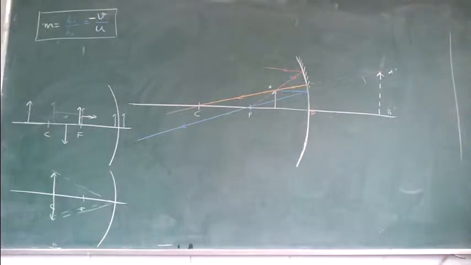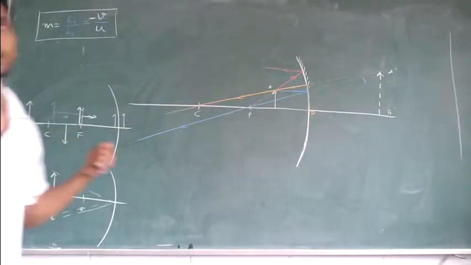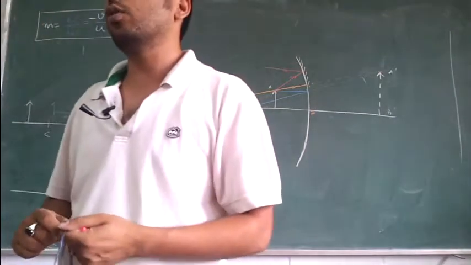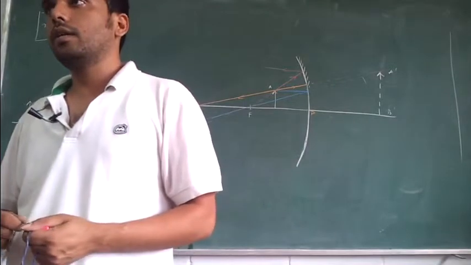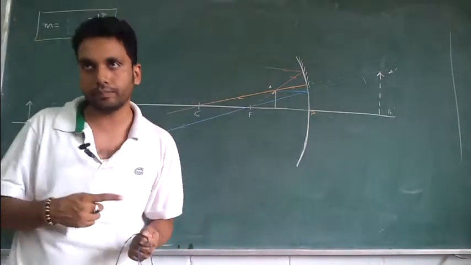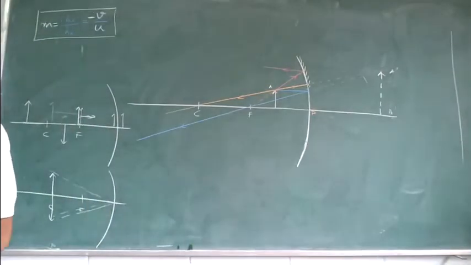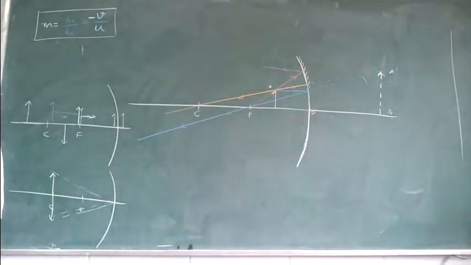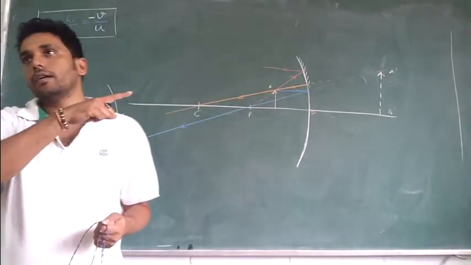In any case, if they ask you to draw the formation of an image such that the image is diminished, erect and virtual, then it is convex. If it is enlarged and virtual, it is concave. And if it is real, it is always concave. Convex cannot give a real image. We'll see that. So, is it clear? This is very handy.